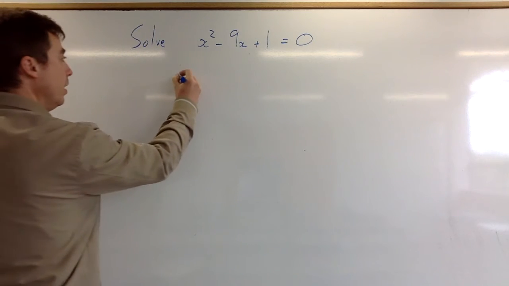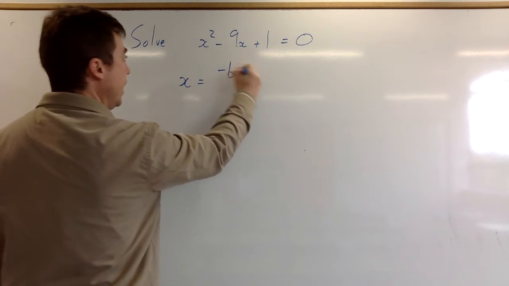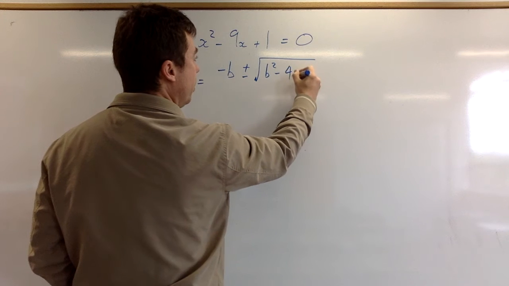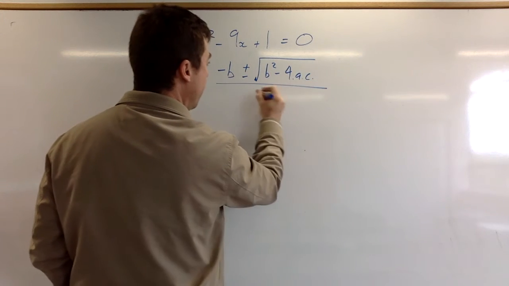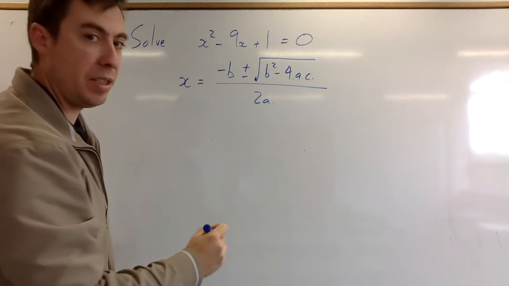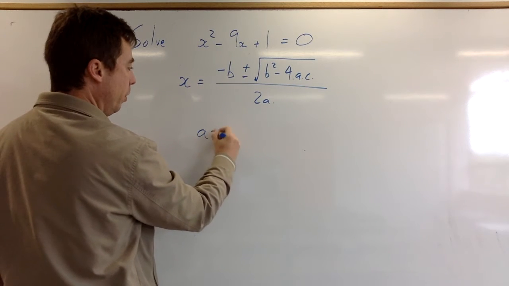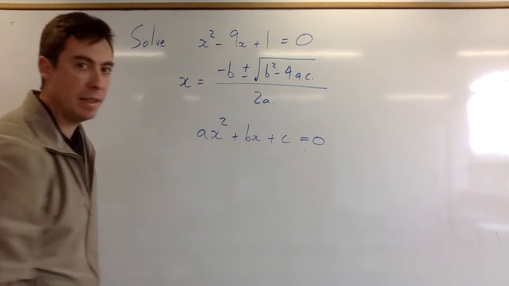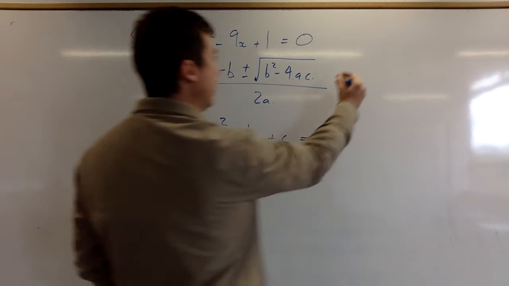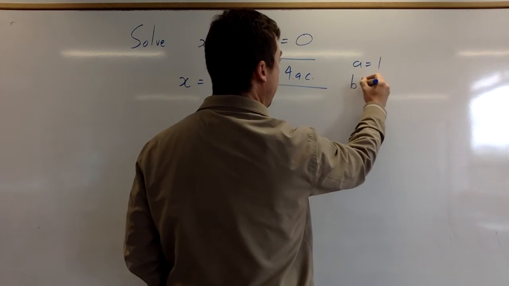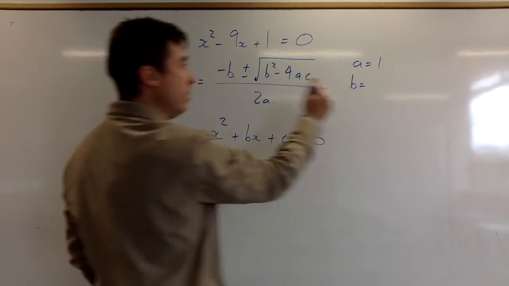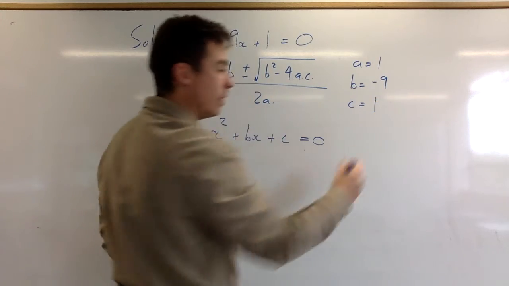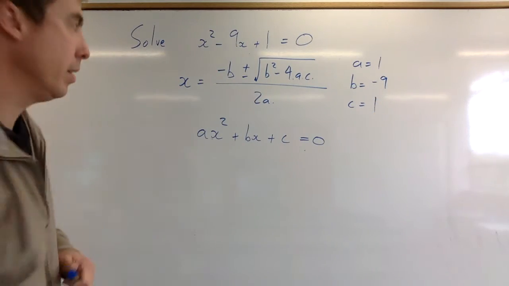So just to remind you, x equals minus b plus or minus the square root of b squared minus 4 times a times c, all divided by 2a. And we're using this on a quadratic of the form ax squared plus bx plus c equals 0. However, in my quadratic, I have a equals 1. I've got b equaling minus 9. And I have my c equaling positive 1. Nice, easy numbers. Good.